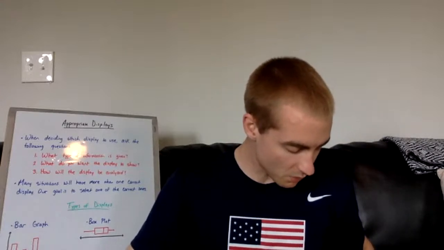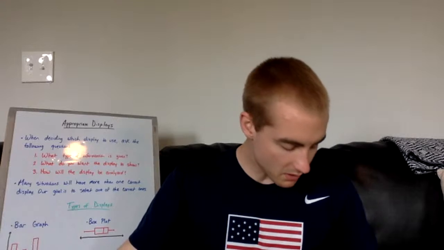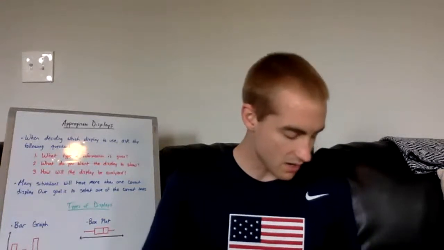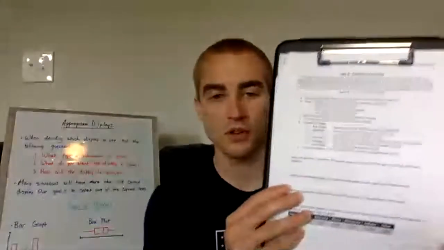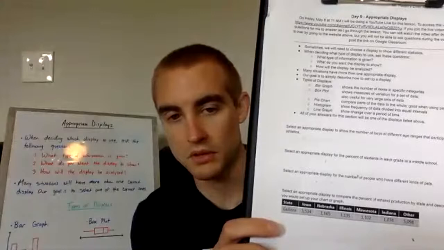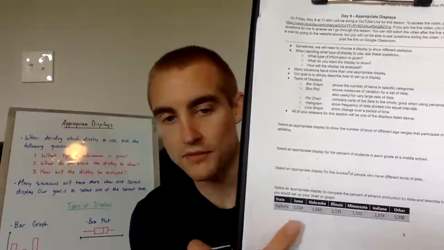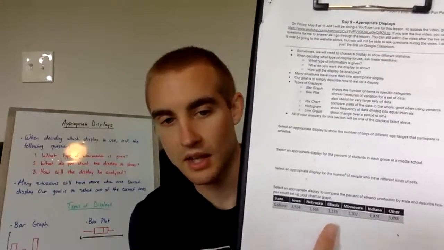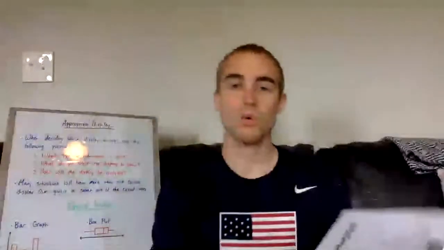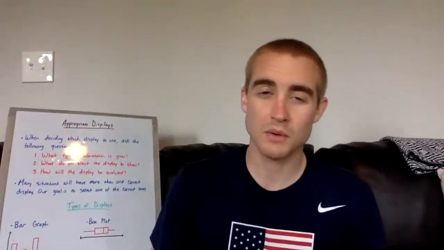And then example 4. Select an appropriate display to compare the percent of ethanol production by state and describe how you would set up your chart or graph. So here is that data that you're going to be dealing with in example 4. So you've got different states and how much they produce, and so different numbers. And we've also got to explain how we would set this up.